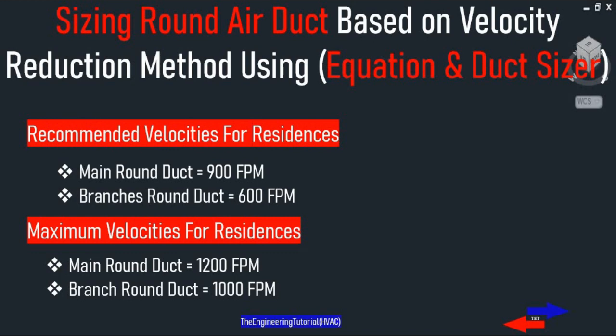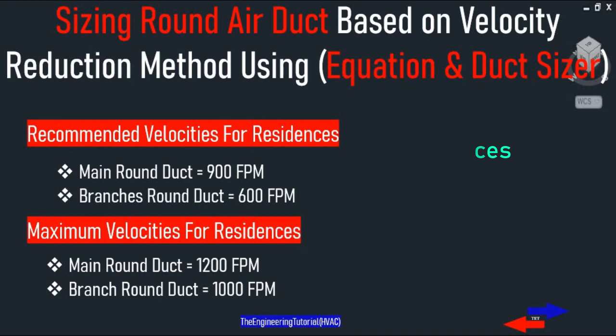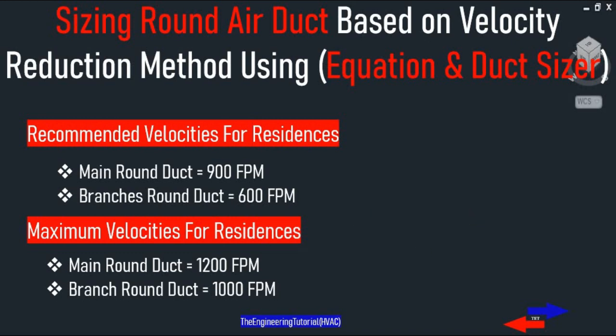Based on the ASHRAE 1989 Handbook of Fundamentals, the recommended velocities for residence main round duct is 900 FPM and 600 FPM for branch round ducts, and the maximum velocities for residence for round main duct is 1200 FPM and 1000 FPM for branch round ducts.